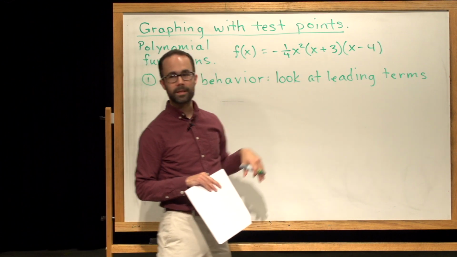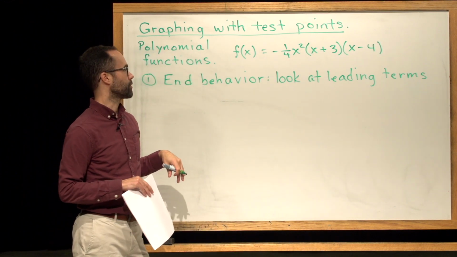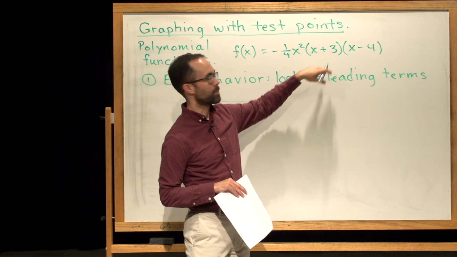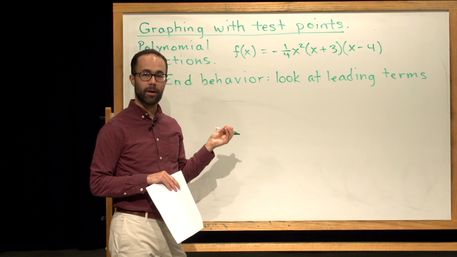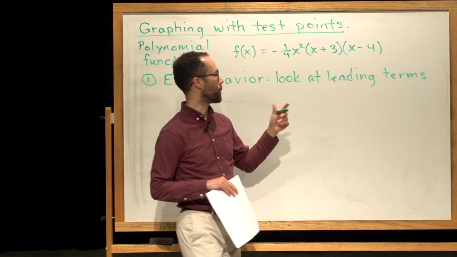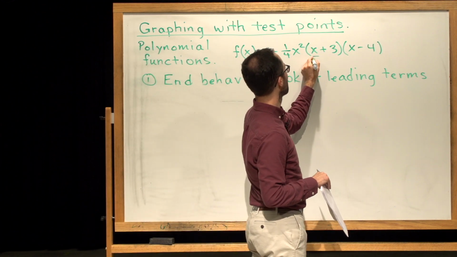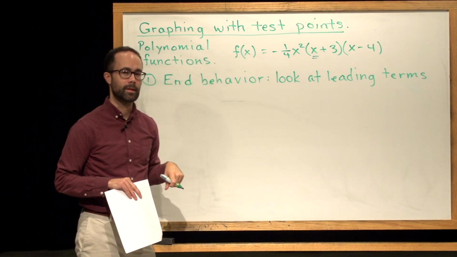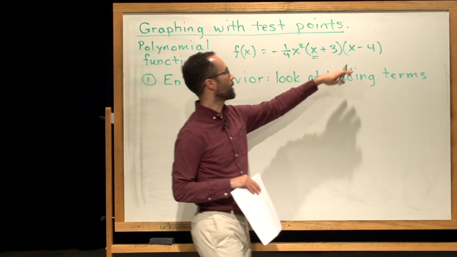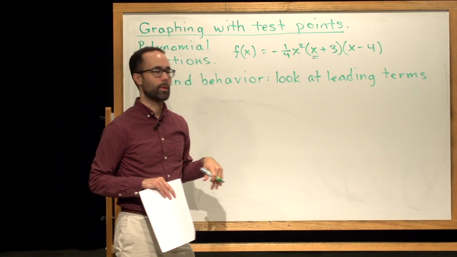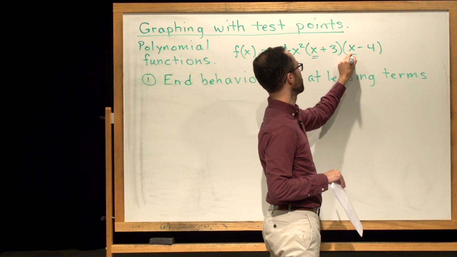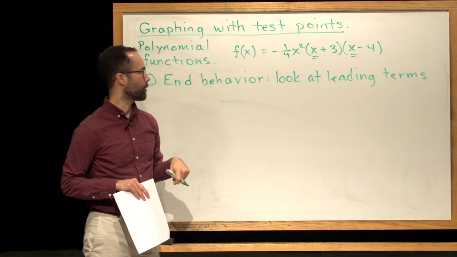If there are parentheses, it's easy to tell what the factor is. If I look at my x plus 3 factor in the middle, the highest power of x is the x itself. We think of that as x to the 1 power. So my leading term, I'll just mark the x in that case. And then likewise with the other factor, the x minus 4 in parentheses, I mark the x there as the leading term. So I've got 2 of them marked out.